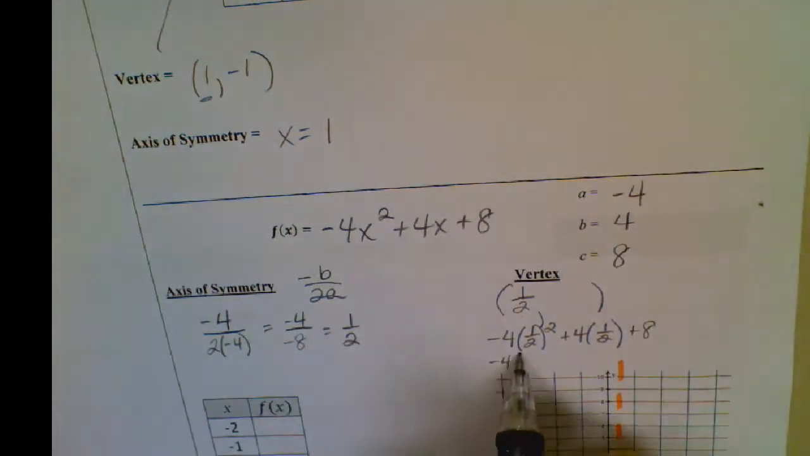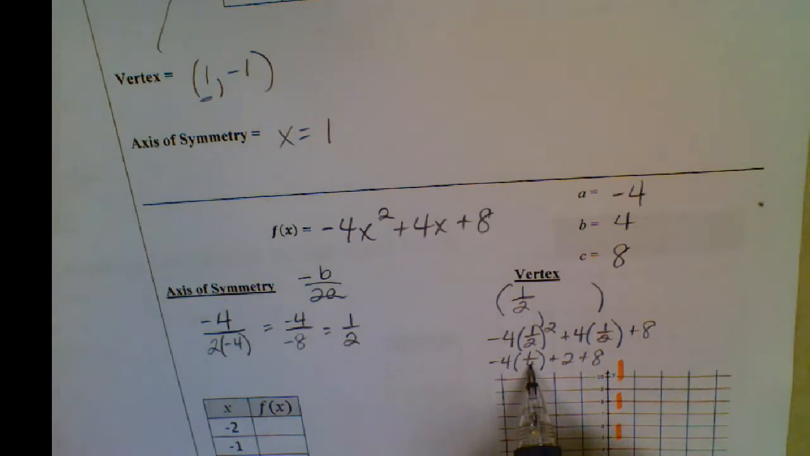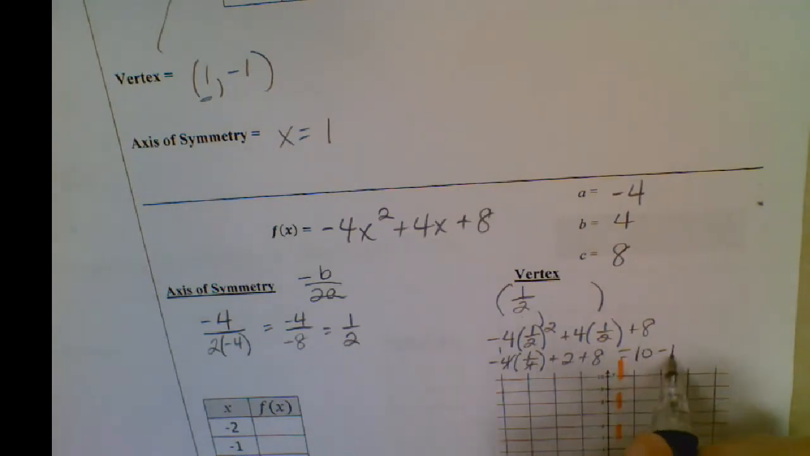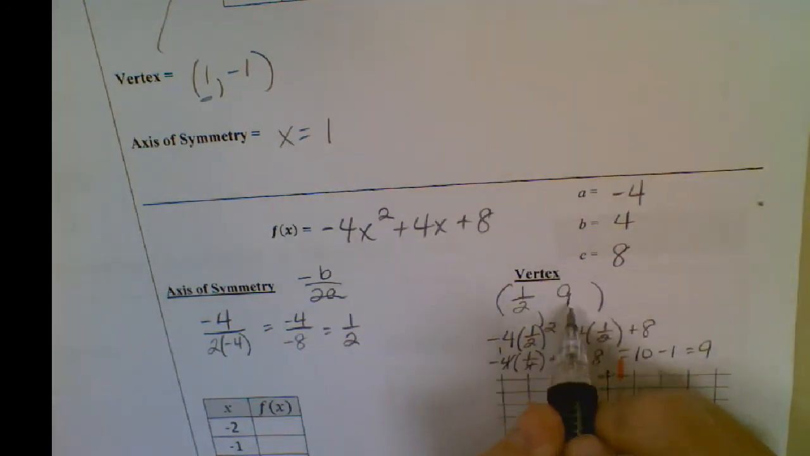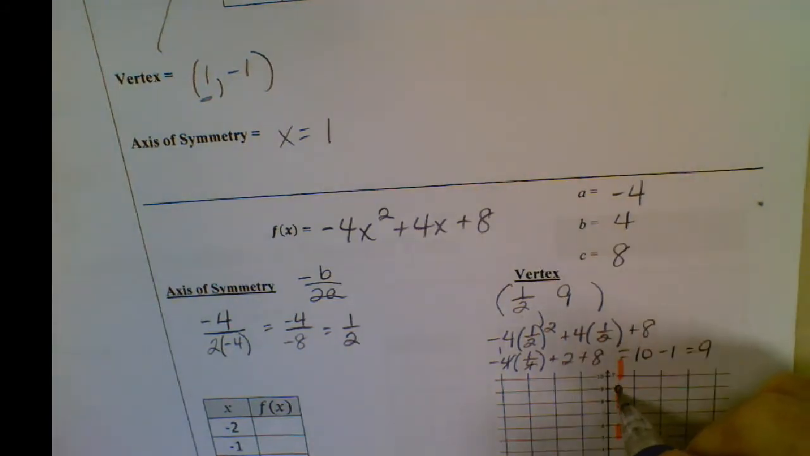So negative 4, well, 1/2 squared is 1/2 times 1/2, which is 1/4. So those 4s are going to cancel each other out. Half of 4 is 2 plus 8. So the 4s cancel out to 1s. Negative 1 times 1 is just negative 1. So we really have 10 minus 1, which is 9. So our vertex is going to be at 1/2 and 9.